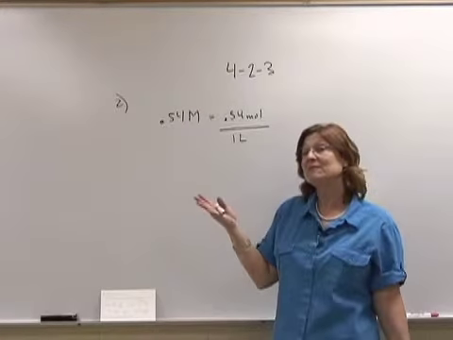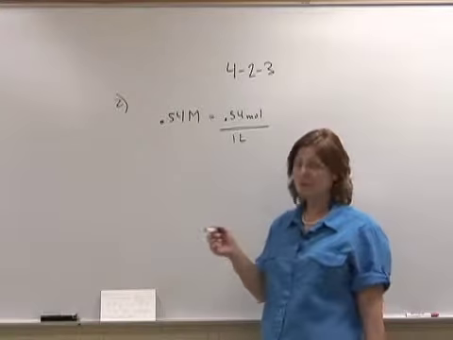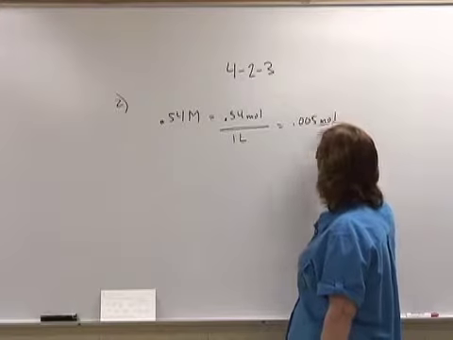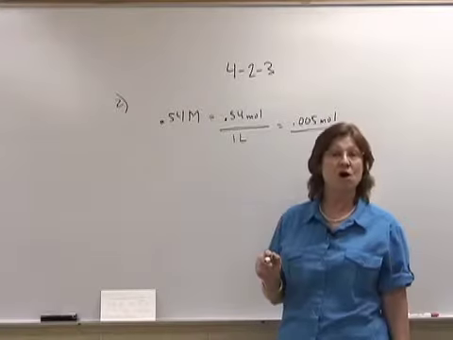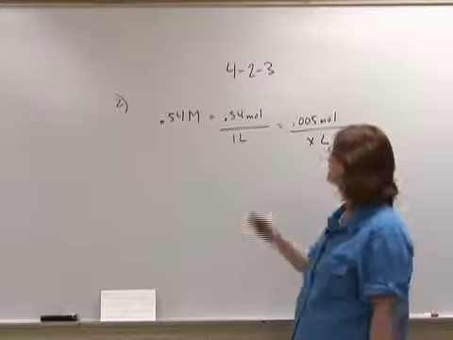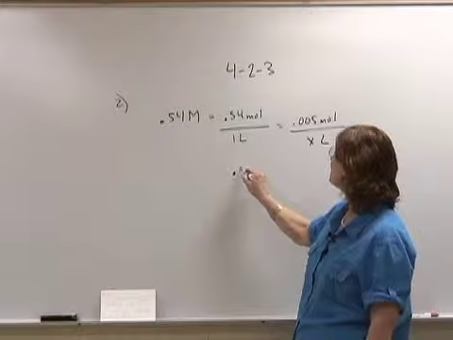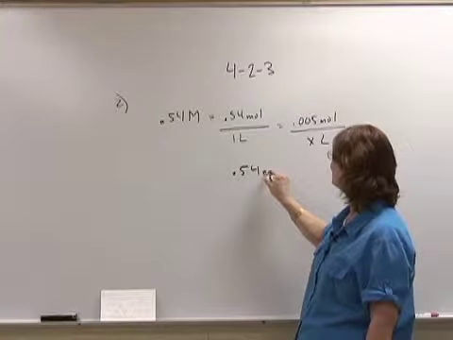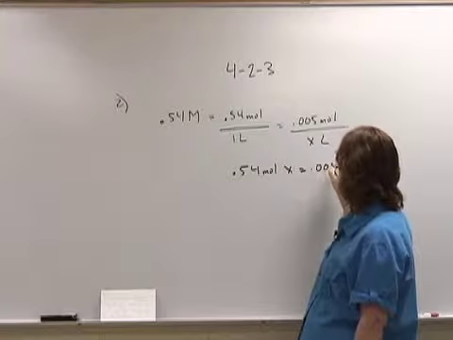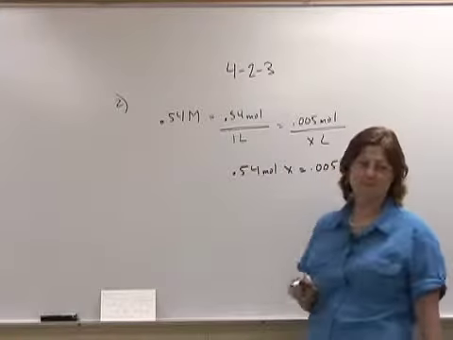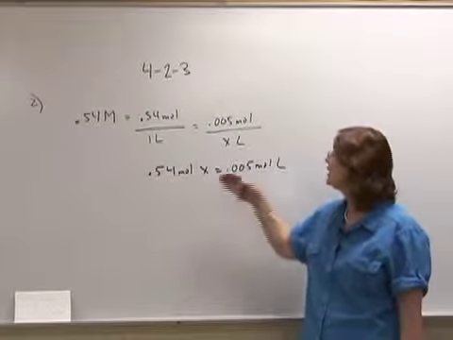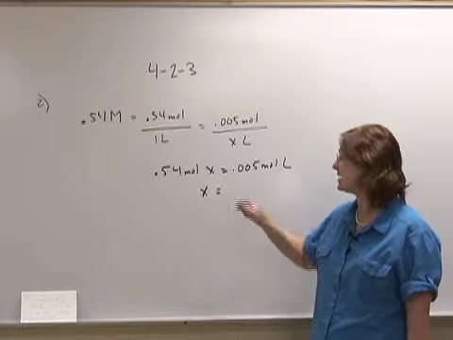Therefore, it is very important to write this. Now then I look at what else am I given in this problem. I'm given the number of moles that I'm looking for. And I'm given 0.005 moles, and my unknown is the volume of the solution. And then I cross multiply and do the math. Let's do this math together. 0.54 mole times X equals 0.005 mole liters. And then I need to divide by 0.54 moles in order to get my X and isolate my unknown.